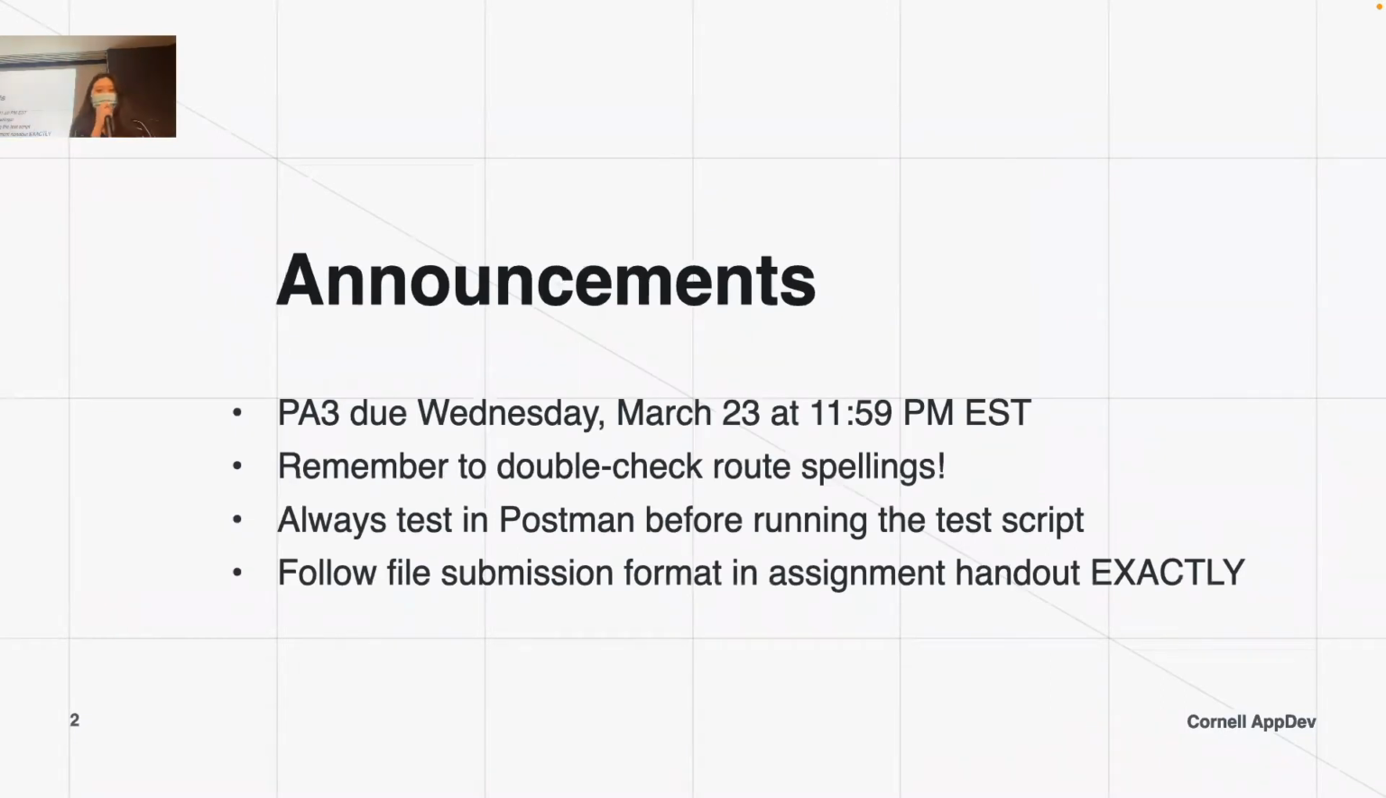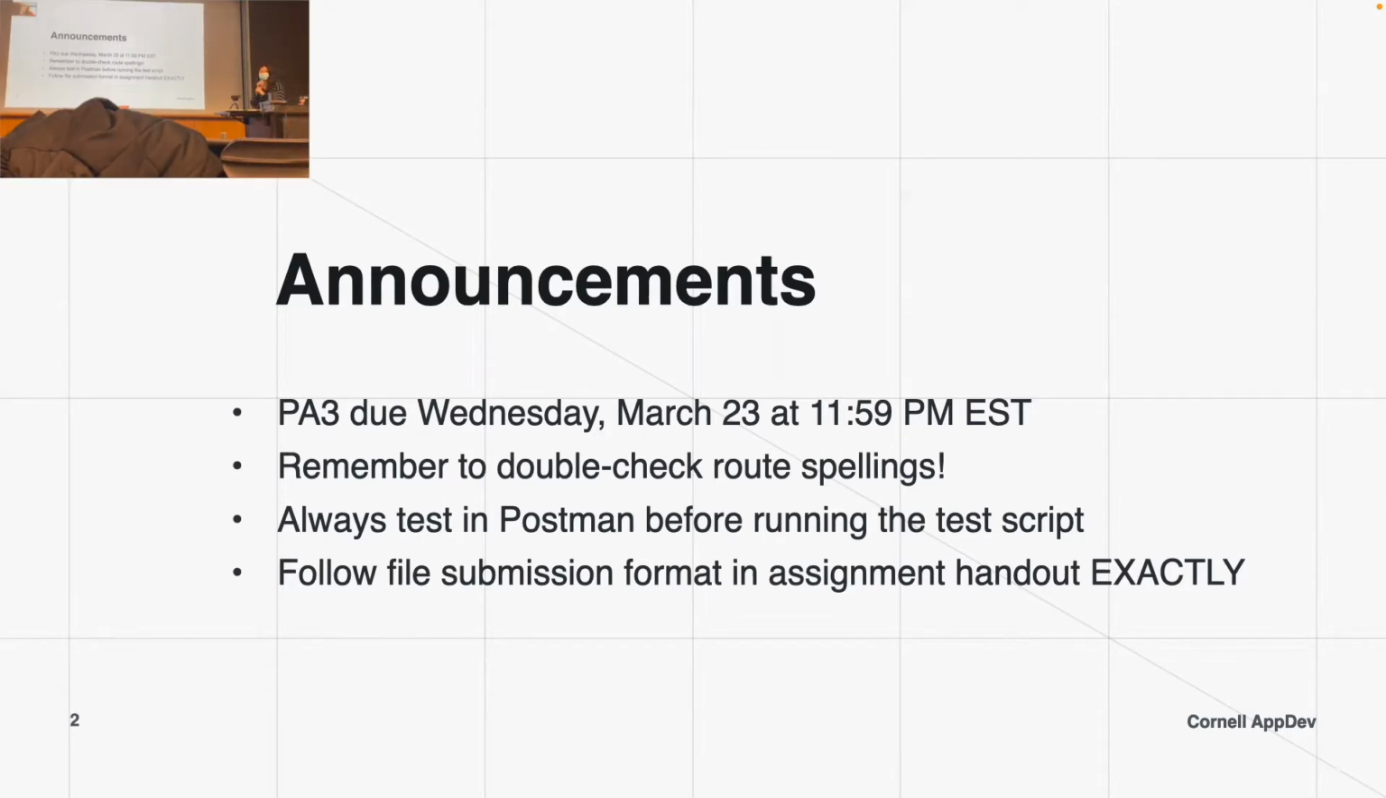Just a couple of announcements. PA3 is due Wednesday at 11:59 p.m. The late deadline for submission is Saturday. And for your assignments, remember to always double check your route spelling. If you check in Postman that everything works and it's not passing the test cases, double check your route spelling. It could be something really small, such as user versus users. So make sure to double check every single letter in your route.